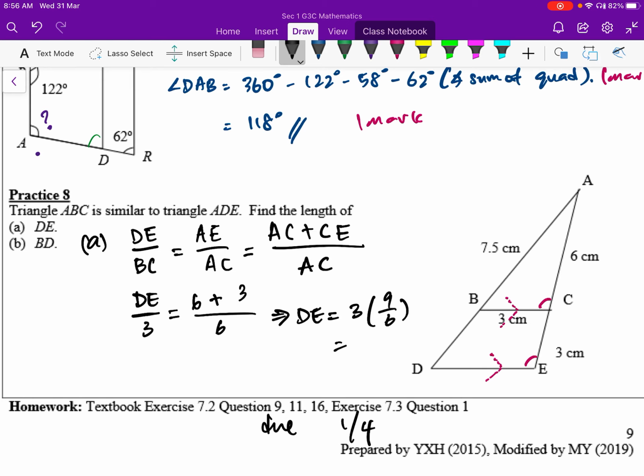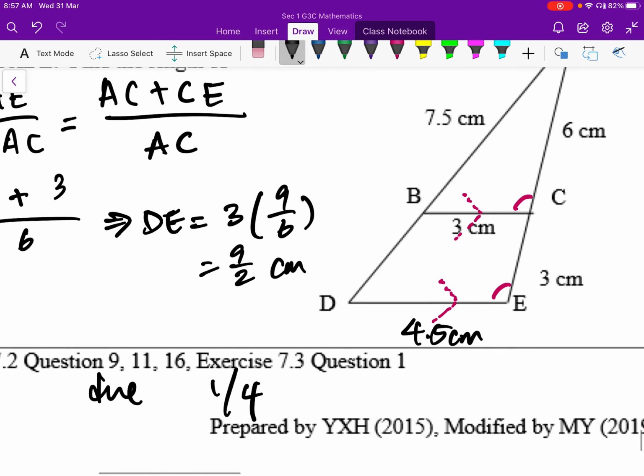Which gives us 9 over 2. 9 over 2 is 4.5. So 9 over 2 cm, 4.5 cm. Does this make sense? Remember earlier on I wanted to cut this 3 cm into 2 parts. Then we will have 1.5, 1.5, and because the ratio is 2:3, so 1, 2, 3, 3 parts, 1.5 cm each. To give us our 4.5 cm.